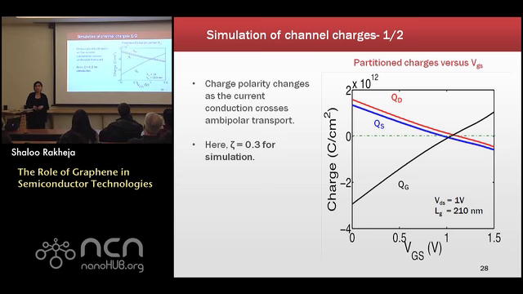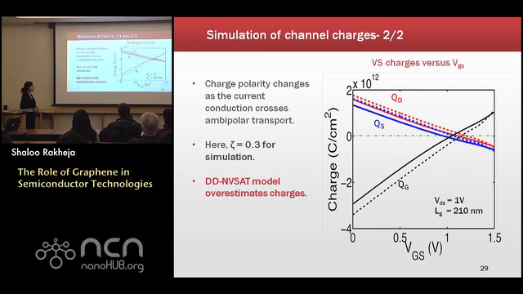Now the question is, if you used a drift diffusion formulation, what would happen to the charges? This is what would happen. The DDNVSAT charges would be overestimated. So the drift diffusion needs more charges to generate the same amount of current, and therefore it will lead to an overestimation of all of your charges. And this can have serious implications for your device performance, because now charges are more, so capacitances will be higher, right?